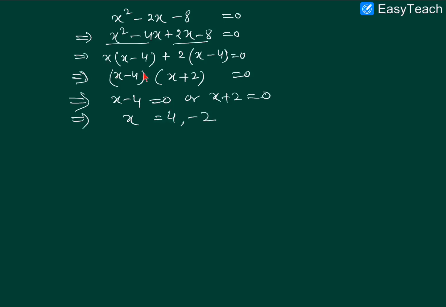Now the product of these two linear factors is equal to 0 is possible only when either first expression is 0 or second expression is 0. Equating these two linear factors equal to 0, we get x is equal to 4 and minus 2. Thus, the two zeros of this quadratic polynomial are 4 and minus 2.